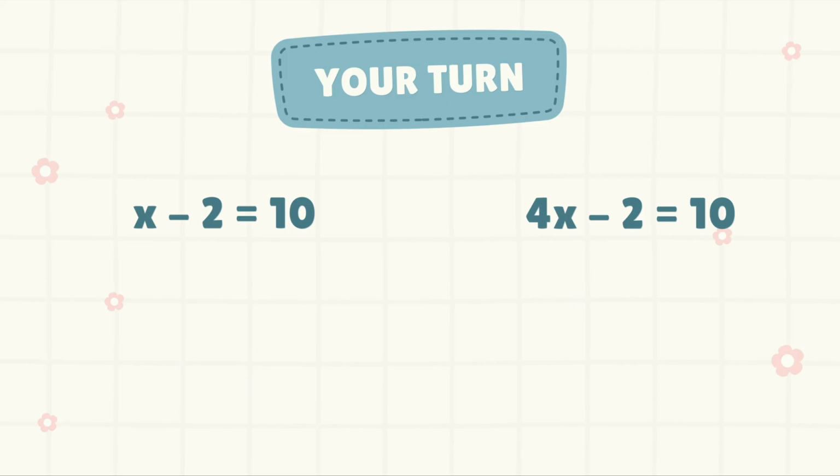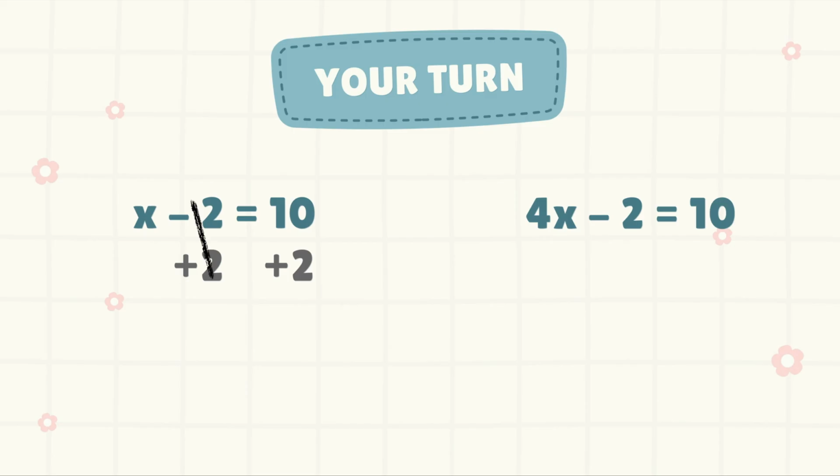Let's solve these together. So let's first start off with the one on the left. I have x minus 2 equals 10. Well, I need to get the variable all by itself. So I see that I have minus 2 here. In order to do this correctly, I have to use the inverse of subtraction. The inverse of subtraction is addition. So I'm going to add 2 to both sides.